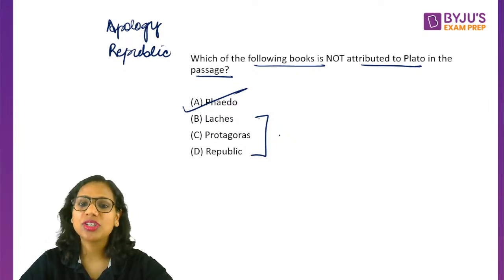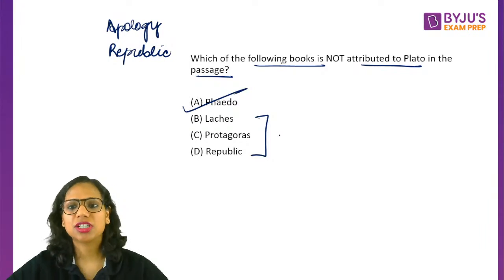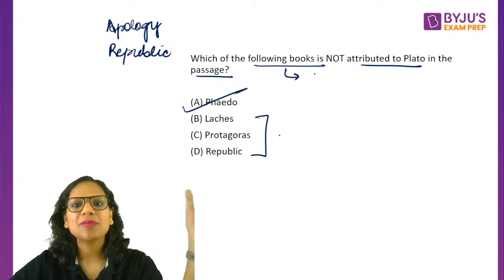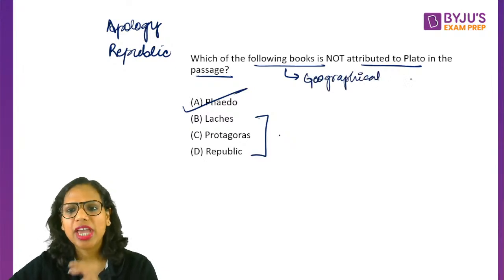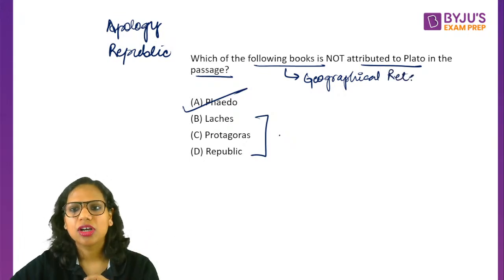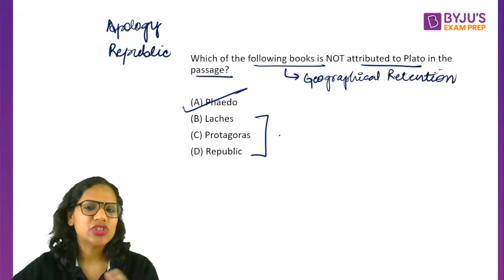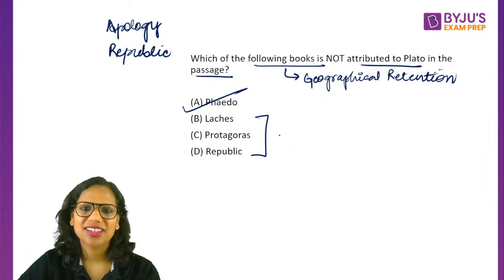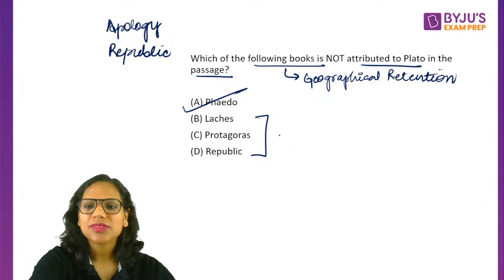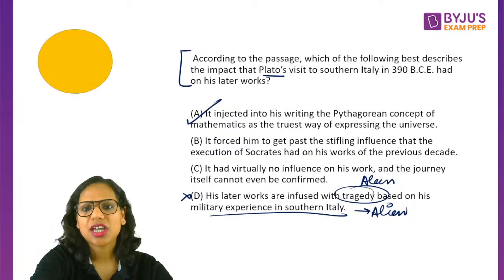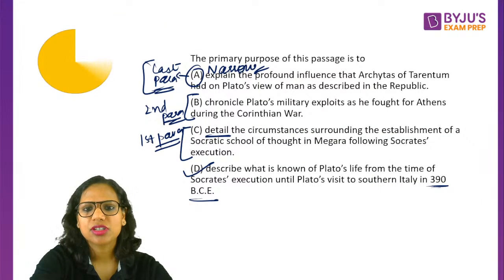This was a direct question, and here your retention was tested. You should at least know which paragraph to go and hunt in. This geographical retention should be there, that where is it that I have to go? If you don't remember that, then you will be left hunting throughout the paragraph. So, an easy question this one. And these were some questions from this RC passage, four questions in total.